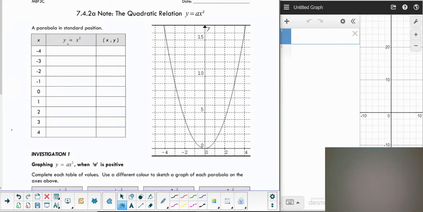So when we substitute, we're going to take this x squared and make brackets. We're going to put the negative 4 in there. Of course, negative 4 squared is 16. So now we have a y value and an x value. So we have negative 4, 16. Okay, and actually that's the first one.